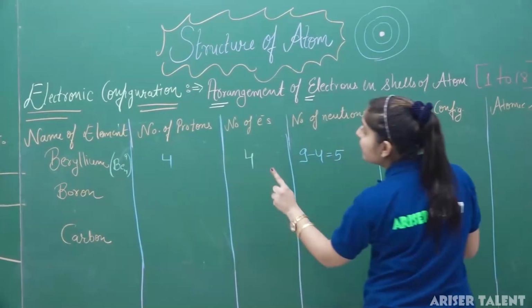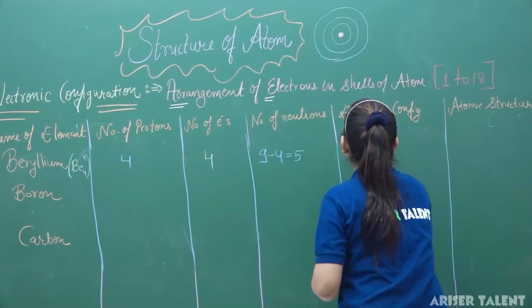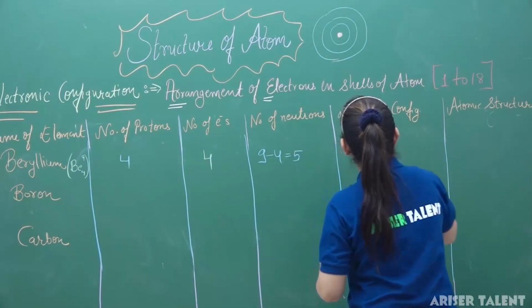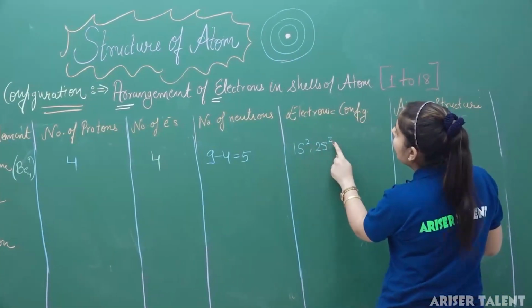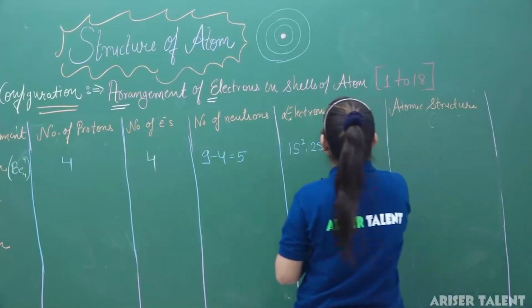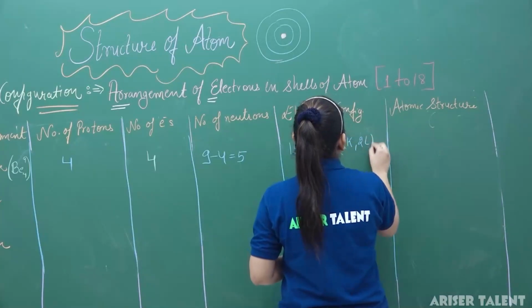Its electronic configuration can be written as 1s2, 2s2. It means it will have 2 electrons in the K shell and 2 electrons in the L shell. It means 2K and 2L.